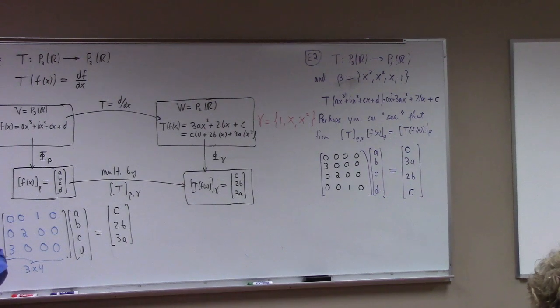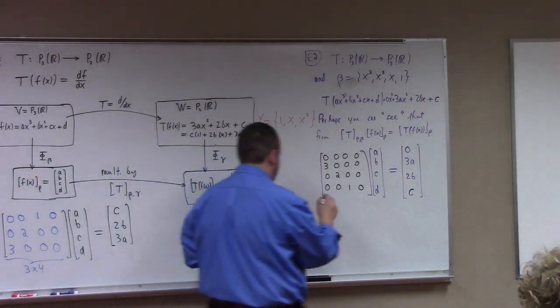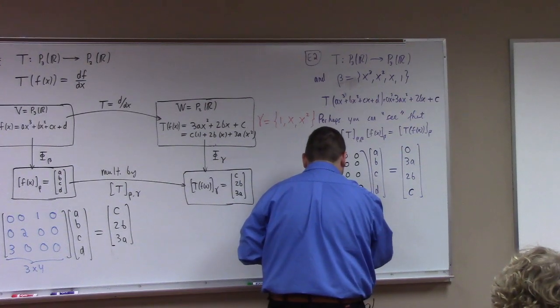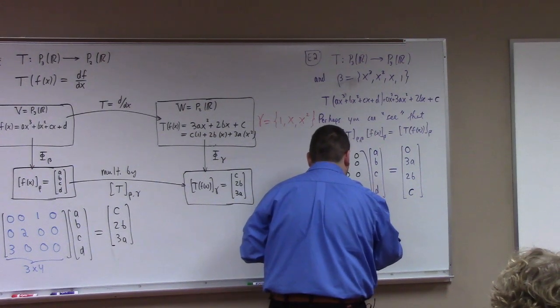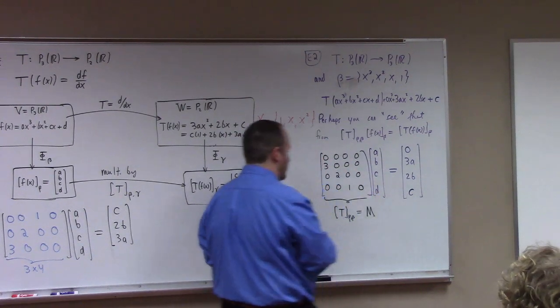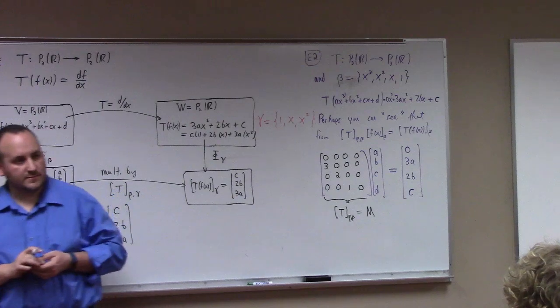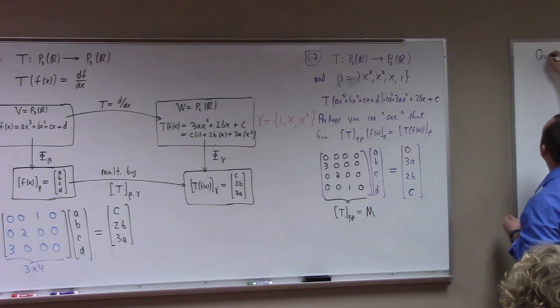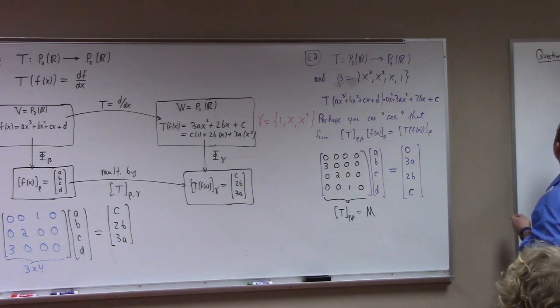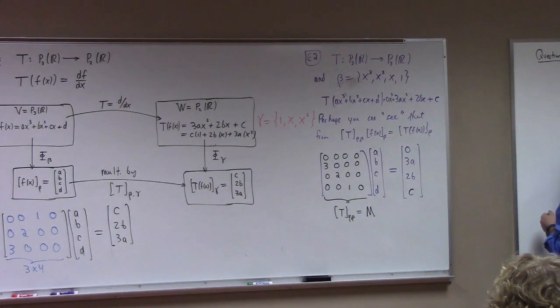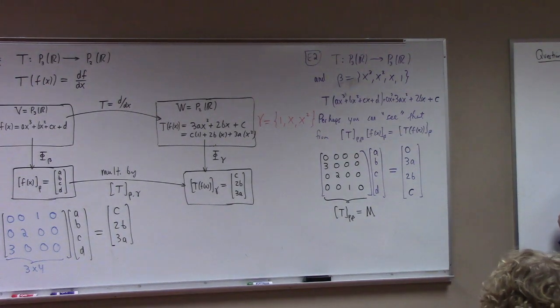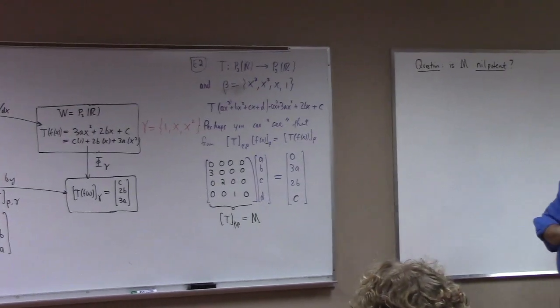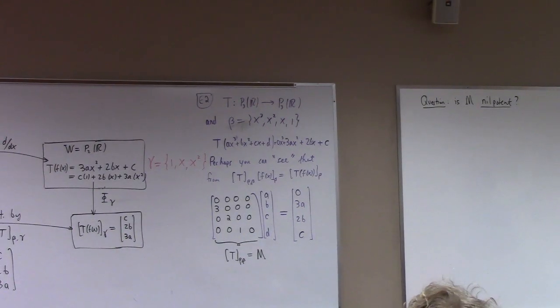So here's a question. I'm getting sick of writing this, so let's say that T beta beta is equal to M for matrix. Is M nilpotent? Sparse matrices tend to be, though, right? Sparse matrices tend to be nilpotent.